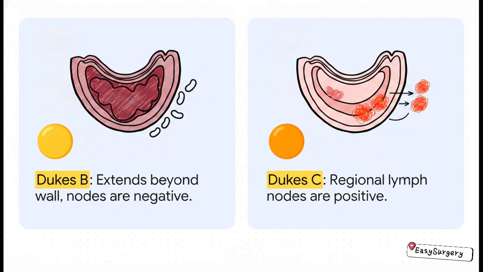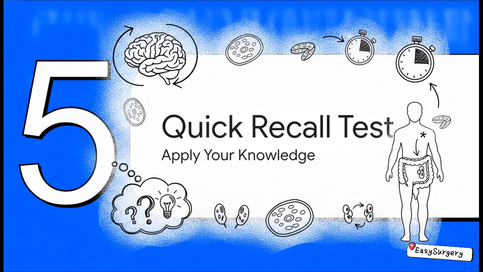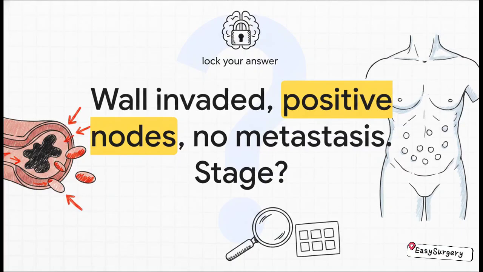Even if a primary tumor looks completely confined to the wall, if just one regional lymph node is positive, it is immediately a Duke C. Never ever let the depth of the primary tumor distract you from positive nodes when you're assigning the Duke stage. Let's finish up with Section 5, a quick recall test. All right, we've gone through the framework, the management, and the classic traps. Let's see if you can put this into practice on the fly.